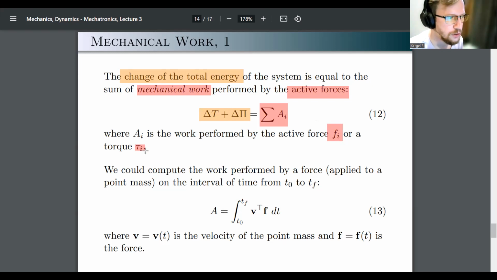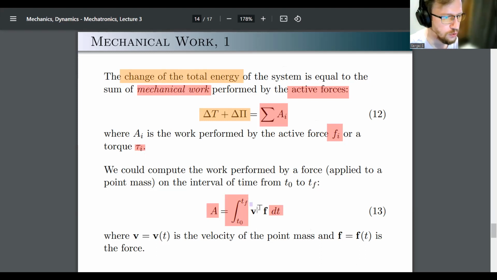How do we compute work produced by a force? Well, in the 3D case, it would be something like this. Work is equal to an integral from the initial point to the final point, so an integral over time. And integral over what?